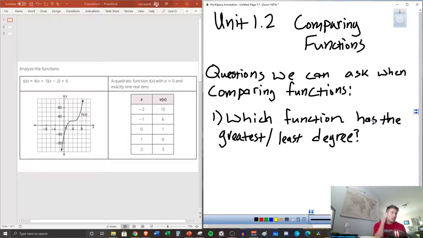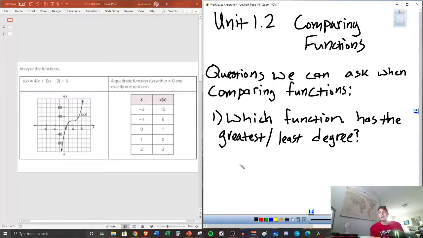Degree was a huge idea in the last chapter. Being able to find the degree of a function was very important. If you feel like you missed that last chapter, we're going to go over the idea of degree again in this example, and we'll try to make it click maybe now.